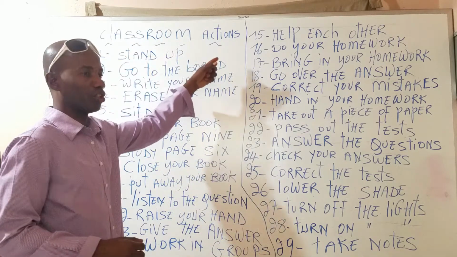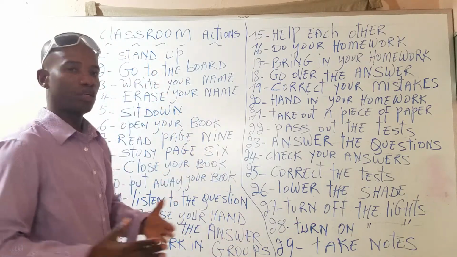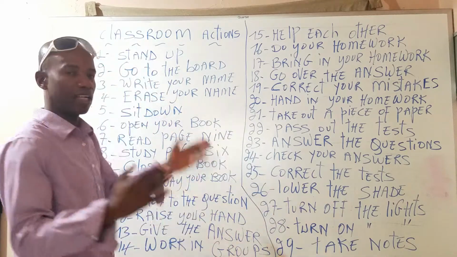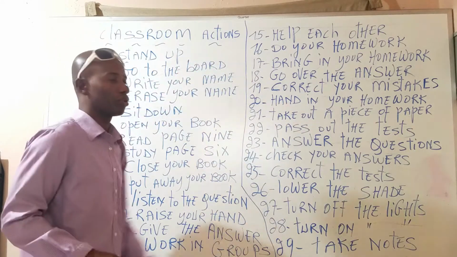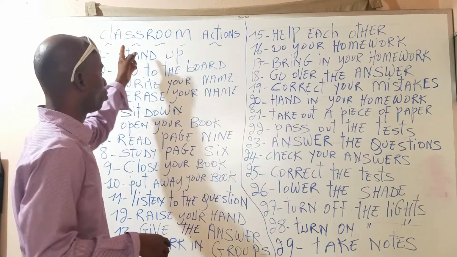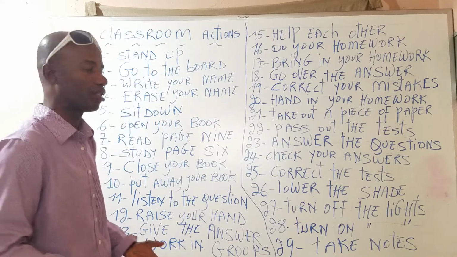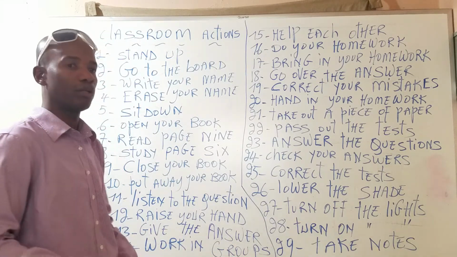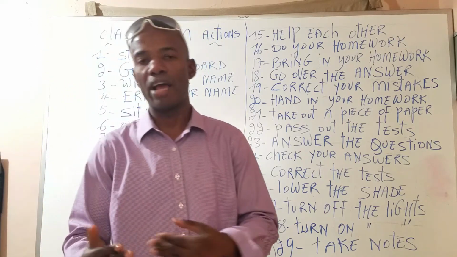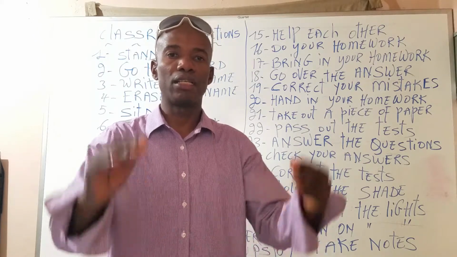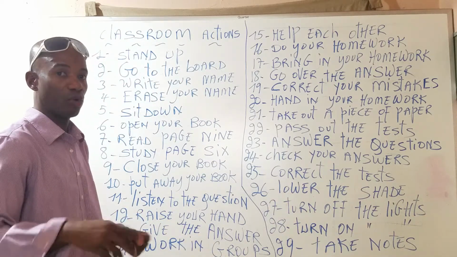Classroom actions. You know, classroom is a compound noun, you understand? If you take, class is one word and room is another word. That's why you say this is a compound noun, okay? When you divide classroom in two words, you have class and you have room. Class means something, and room means something else. That's why I say compound. I will explain the difference between compound nouns after, maybe in another video, okay?